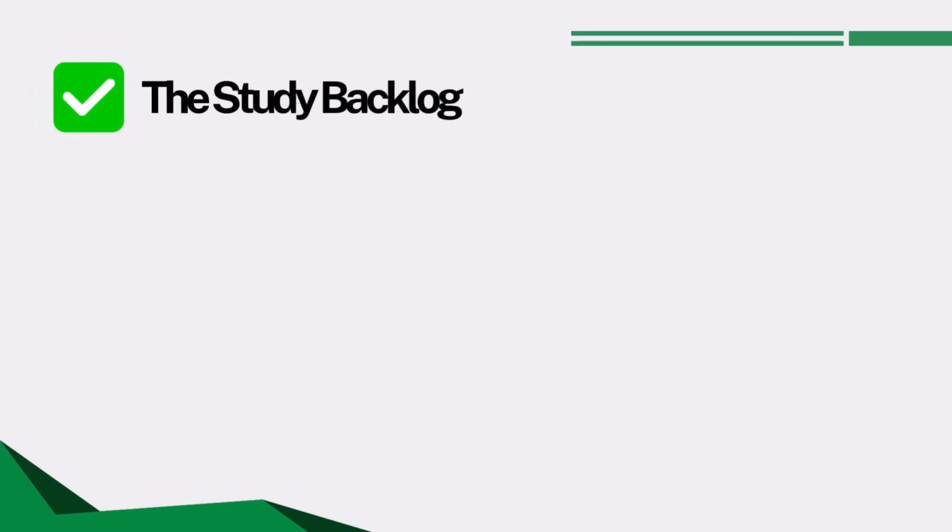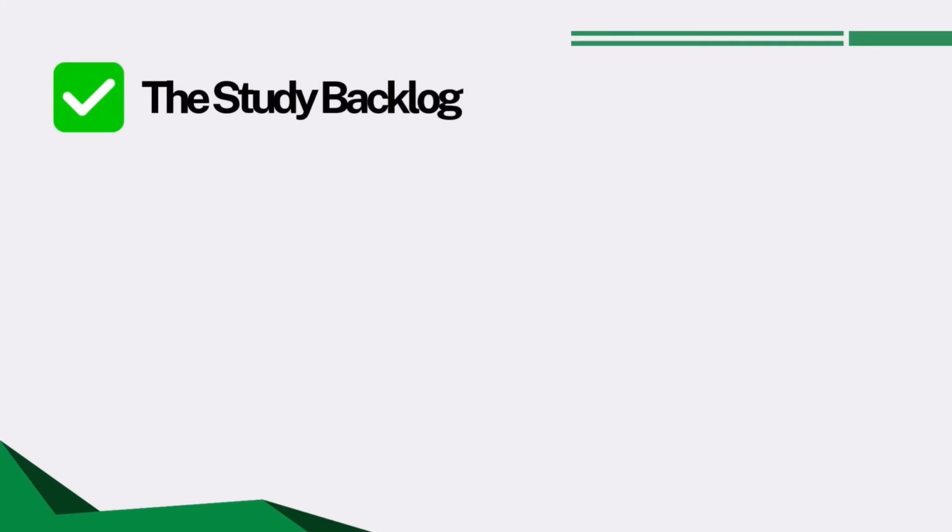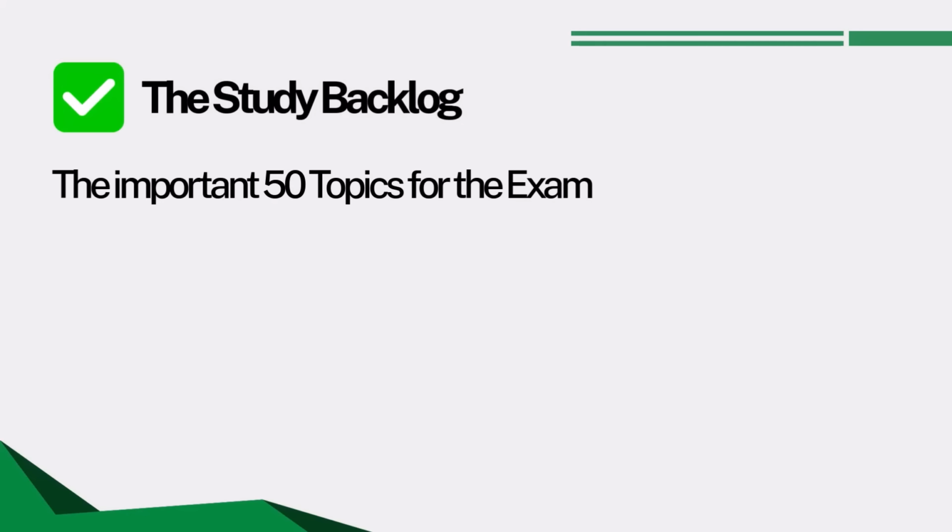Let's start with the study backlog. As you know, the PMP exam is based on the PMP exam content outline, ECO. This document lists all the topics you need to prepare for the exam. What I've done is taken all those topics and ranked them based on their relative importance. And I used three key criteria for this.